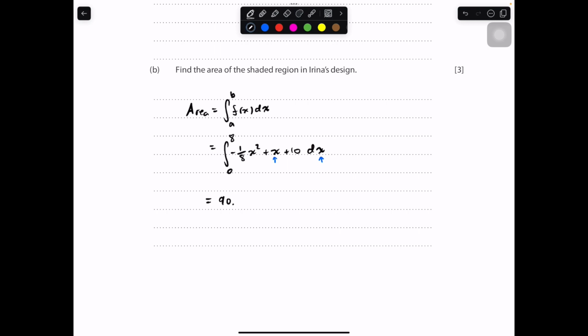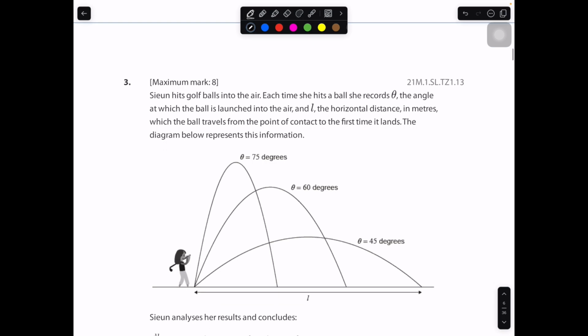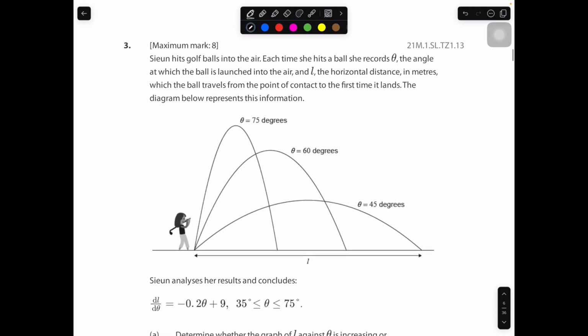So there we are, 90.7, the area of the shaded region. To be honest, if you're comfortable with the structure, that could potentially be one of the easiest questions on the test, at least potentially. Nice kind of 3 marks. All right, let's go on.